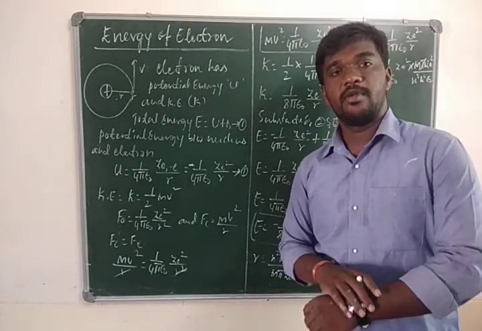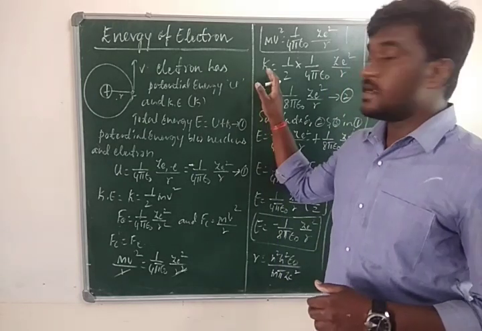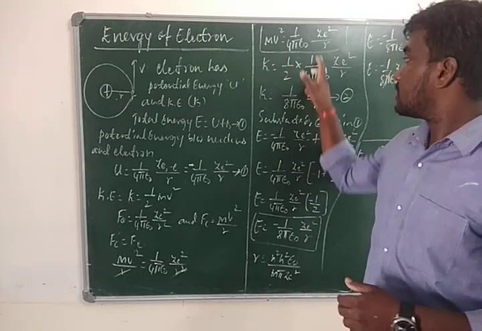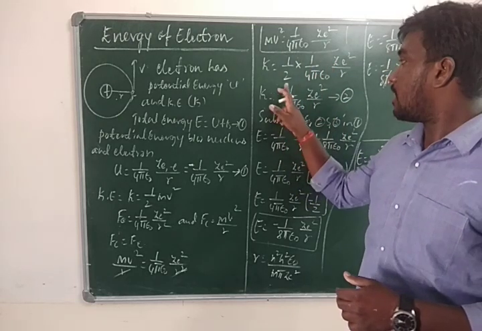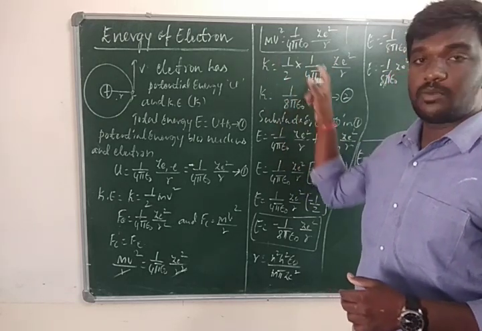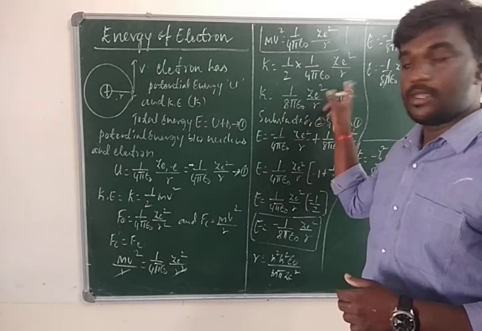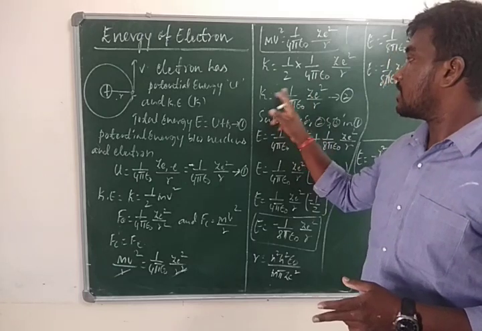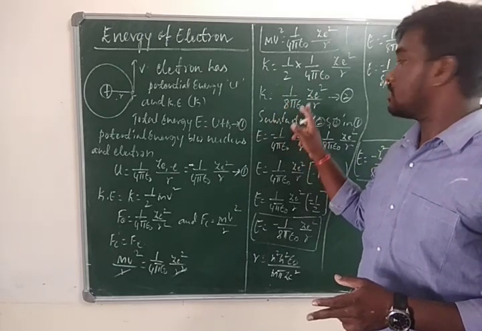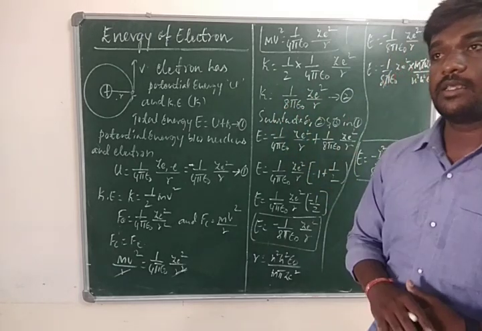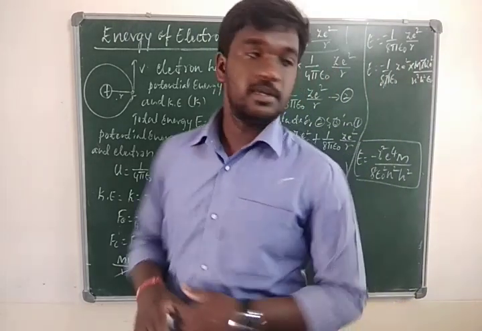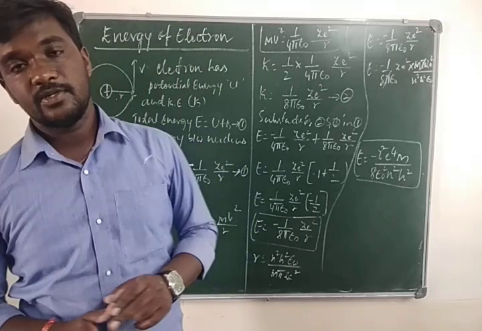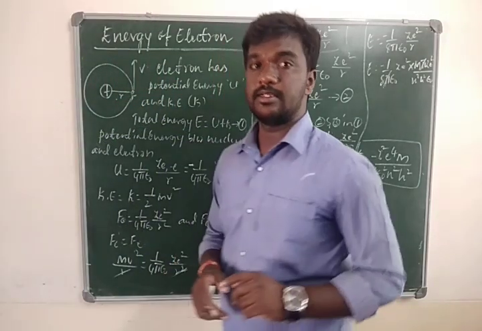So substitute the mv square obtained into the kinetic energy equation, K is equal to half mv square. Since mv square is known, half mv square means 1 by 4 pi epsilon naught Ze square by R. So half into 1 by 4 pi epsilon naught means 1 by 8 pi epsilon naught Ze square by R. This is the kinetic energy equation. Substitute equations 1 and 2. Equation 1 is the potential energy, equation 2 is the kinetic energy.